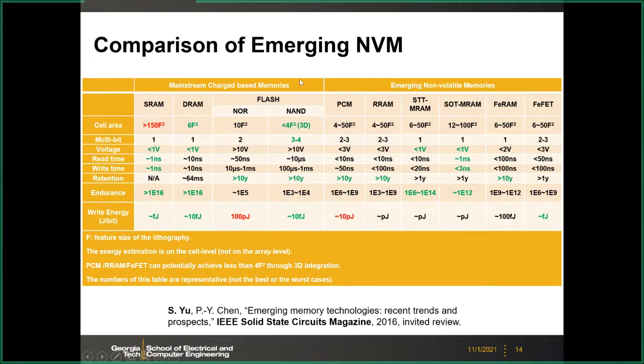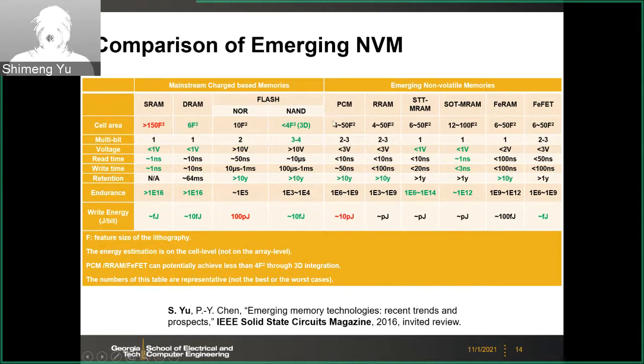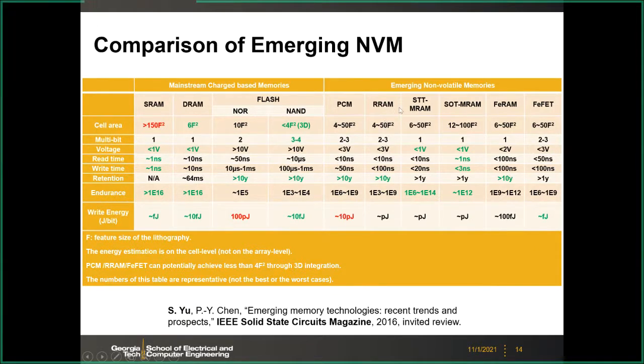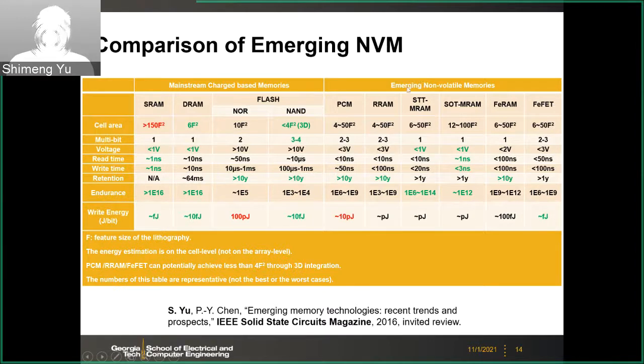So I already presented the comparison between those memories. And then the question for you is, if you look at this kind of table, how do you want to apply those emergent non-volatile memories? What would be the application space given those metrics? So how would you assess the emergent non-volatile memory? Can they replace SRAM? Yes or no? Or is any getting close to SRAM?